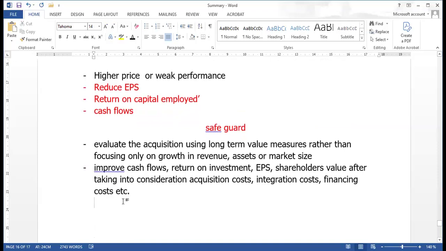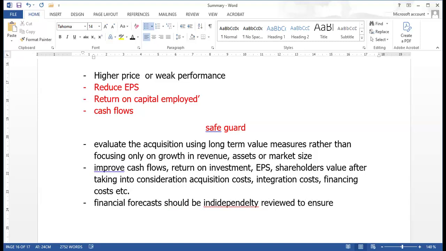So here you will need to have financial forecasts. The expected cash flows should be independently reviewed to ensure that they are not prepared merely to justify the transaction.